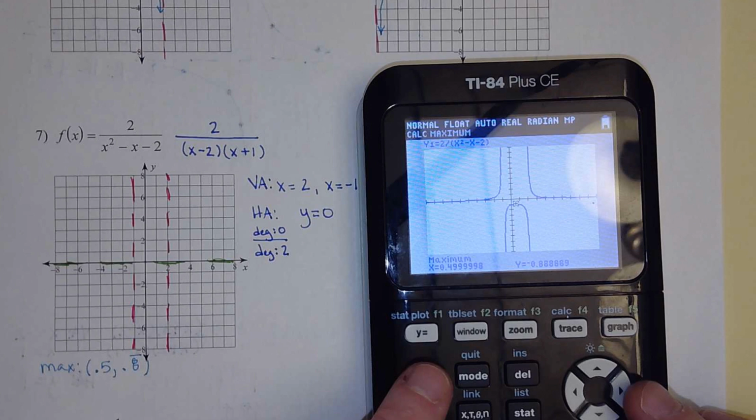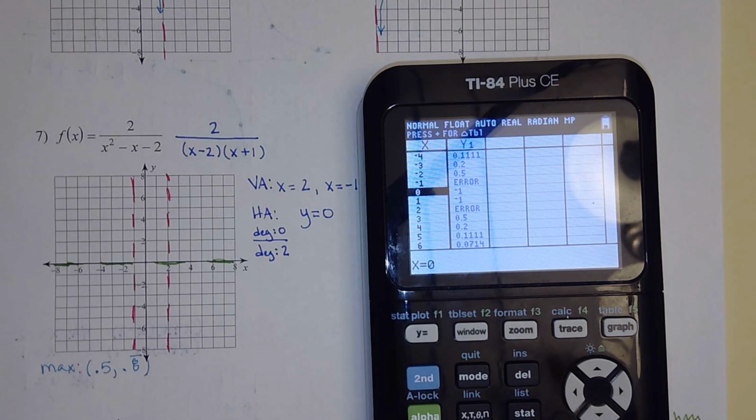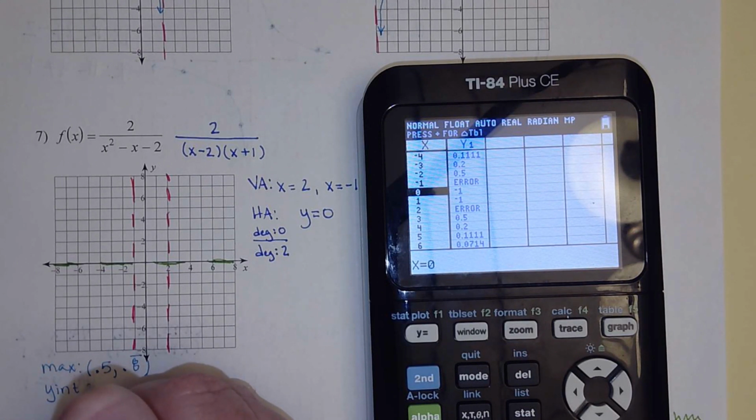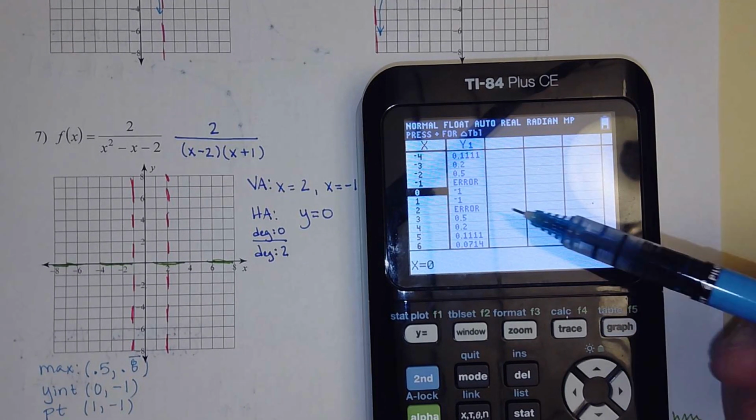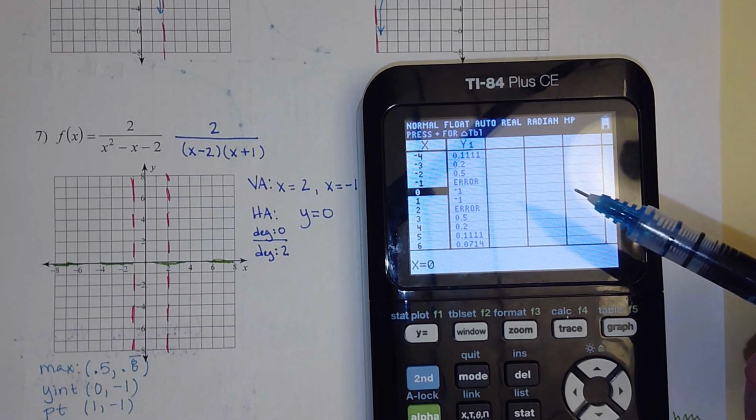I'm going to go to my table. And I see at 0, I have a negative 1. So I have a y-intercept at 0, comma, negative 1. And then I have another point at 1, comma, negative 1. I'm going to plot these. But what I'm going to do before I do that is I'm going to write down my 3's and my negative 2 here for my other 2 points for my side parts of my graph.